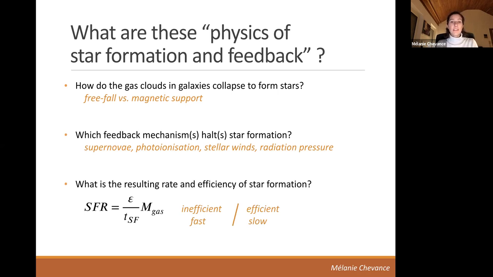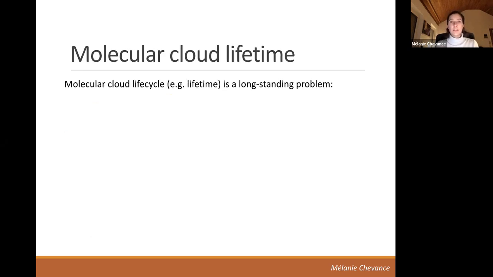And thirdly, what is the resulting rate and efficiency of star formation? I'm showing again this relation here between star formation rate and the gas mass. And typically, galaxy simulations assume a conversion factor between the gas mass and the star formation rate. We can measure this coefficient from observations, but you see that these two quantities here, star formation efficiency in the numerator and the time for star formation in the denominator, are degenerate. Observationally, we cannot say if star formation is inefficient and fast or efficient and slow. So how can we try and answer this question? One way of doing that is to measure the time scale for star formation and break this degeneracy.